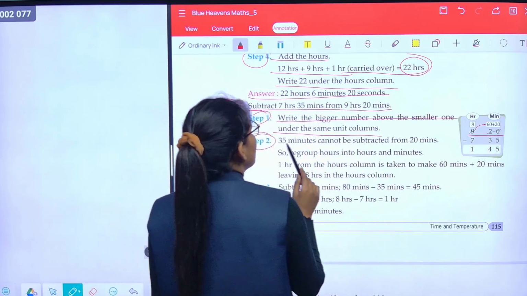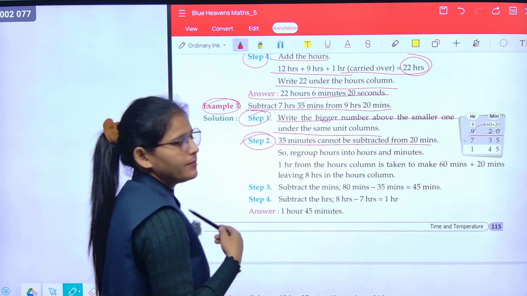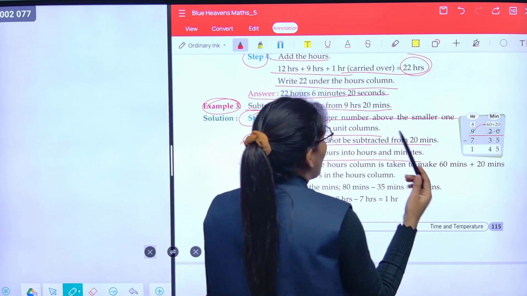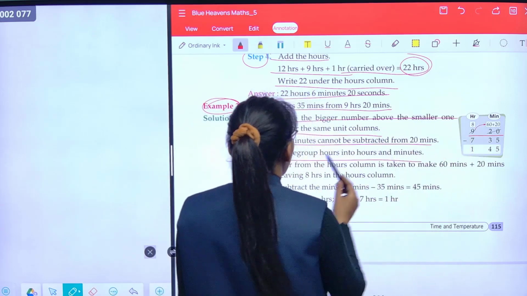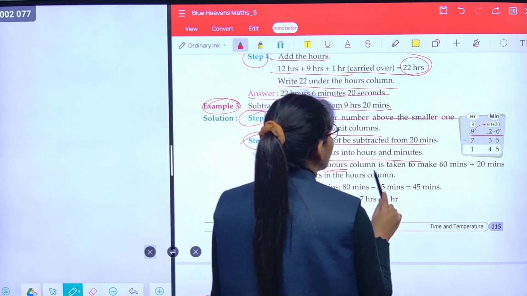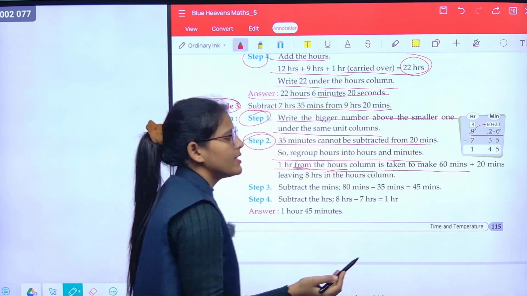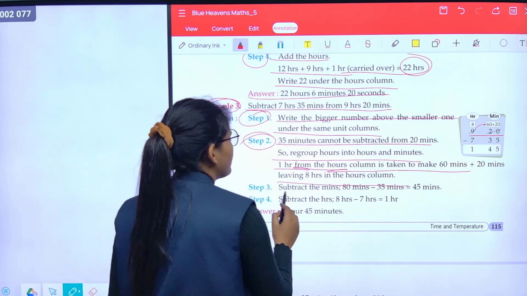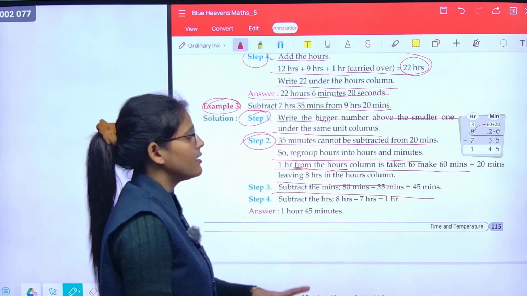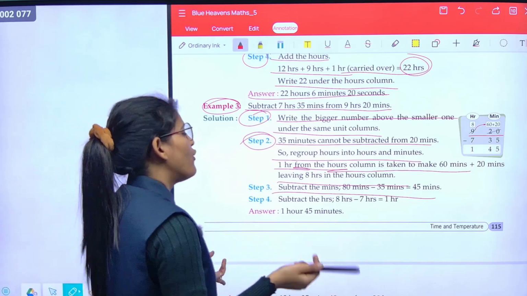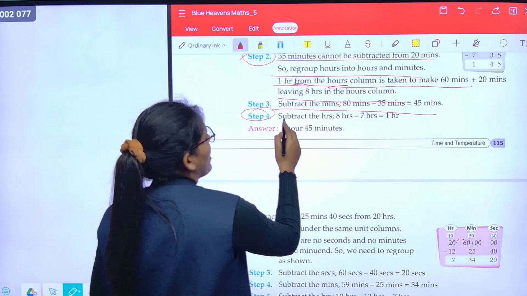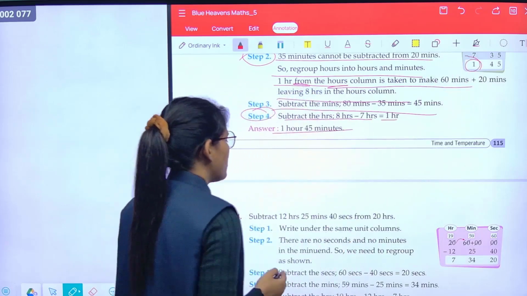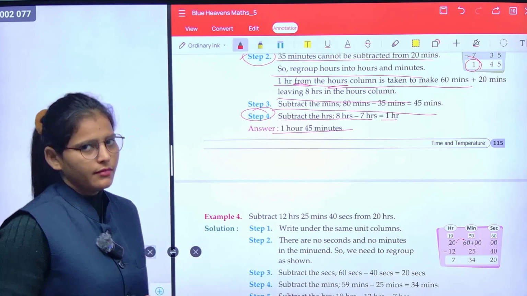Step 2, 35 minutes cannot be subtracted from 20 minutes, class. So regroup hours into hours and minutes. 1 hour from the hours column is taken to make 60 minutes plus 20 minutes, leaving 8 hours in the hours column. Subtract the minutes. 80 minutes minus 35 minutes is equal to 45 minutes. Step 4, subtract the hours. 8 hours minus 7 hours is 1 hour. So the answer is 1 hour 45 minutes.